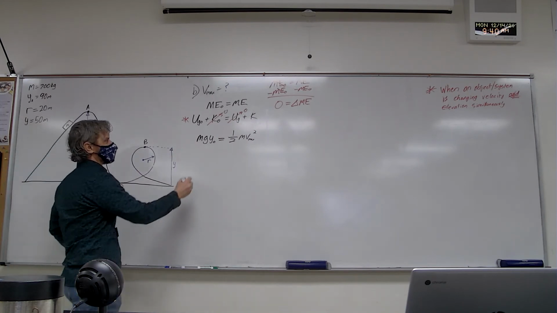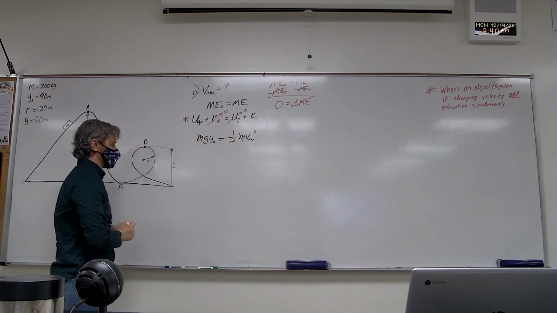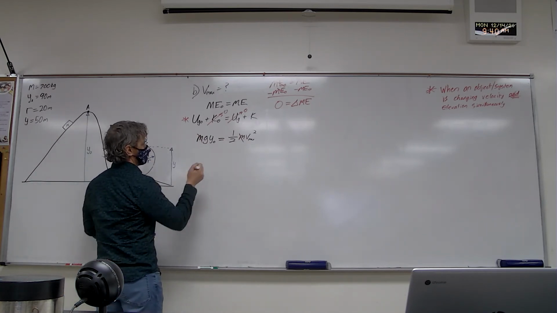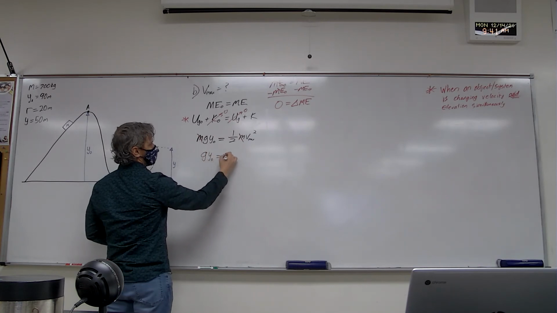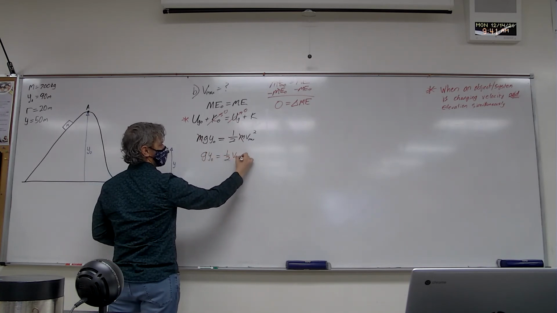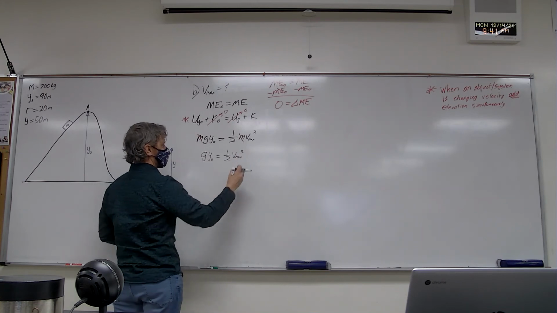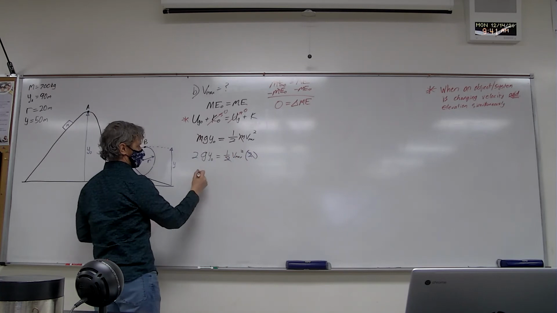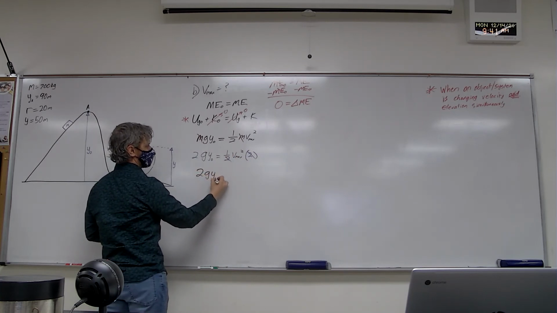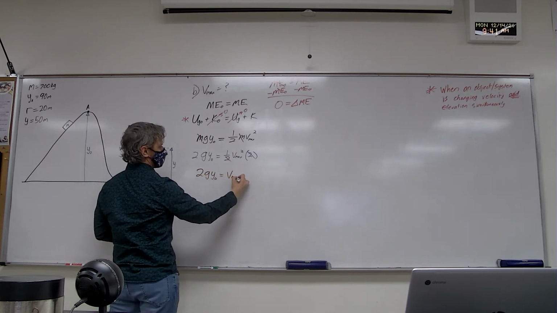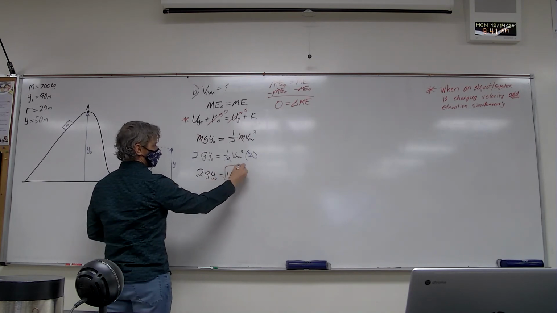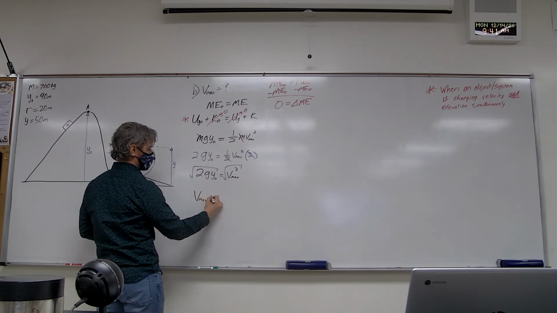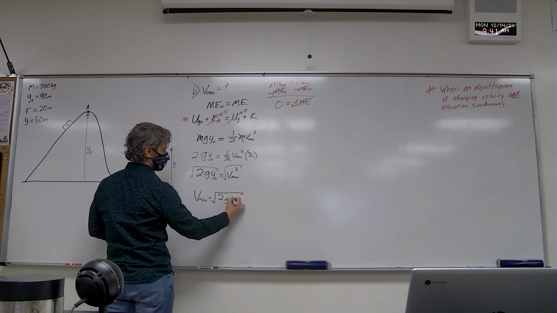Just like with the pendulum, everyone brought mass to the party. So I get g y naught equals 1/2 times that maximum velocity squared. I multiply both sides by 2, numerator 2, denominator 2, and I get 2 g y naught equals that maximum speed squared. And then just square root both sides. And I get that the maximum speed is equal to the square root of 2g times y naught.